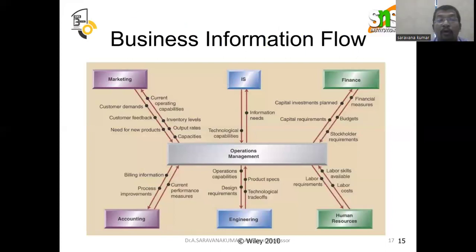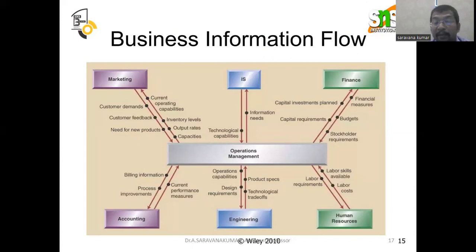This is the flow of business information. There are six types of departments connected to each other: marketing, information system, finance, accounting, engineering, and human resource. Every department has to be under the control of operation management. From marketing you can see the current operating capabilities, customer demand, customer feedback, and need for new products. Also inventory level, stock level, output rate, and capacities. Information system: information needs and technological capabilities.